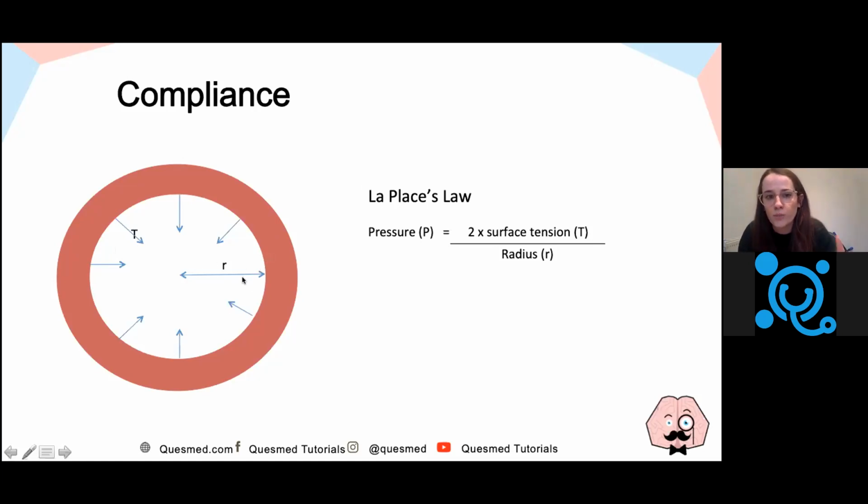So pressure within that alveolus is equal to 2 times the surface tension divided by the radius. So if you've got a higher force pulling that in, then that's a higher pressure. If you've got a smaller radius, then again, you've got a higher pressure to inflate that alveoli or alveolus.